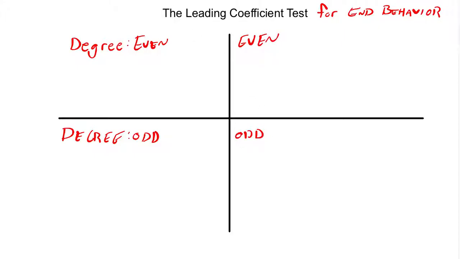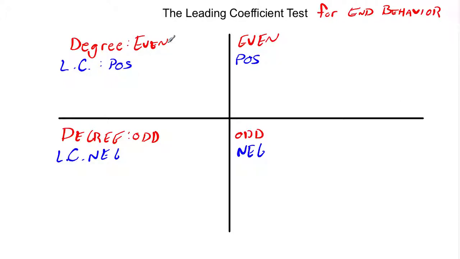We're also going to be looking for when the leading coefficient is positive, and also when the leading coefficient is negative. And that's why I have this table here for the possibilities, all the different combinations of even and odd degrees and positive and negative leading coefficients.